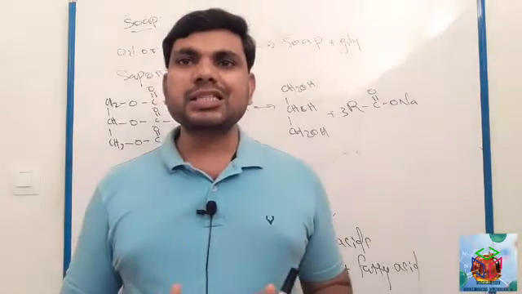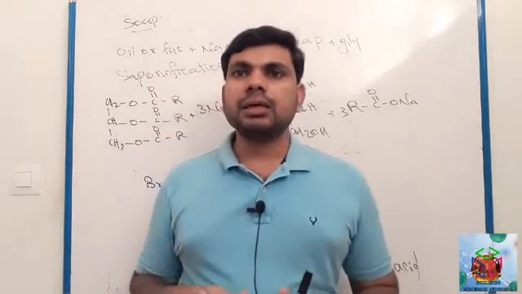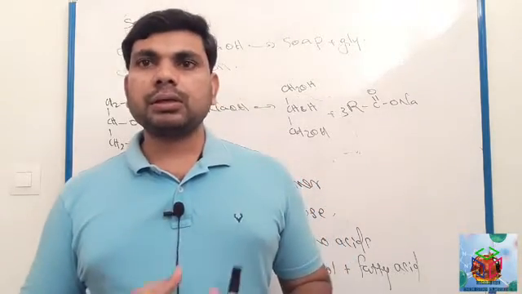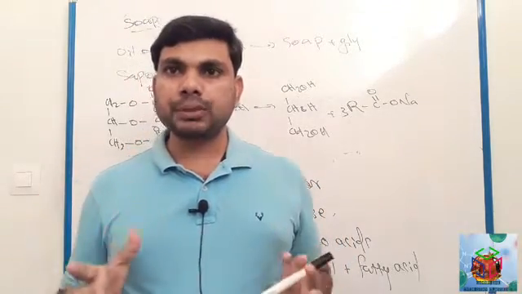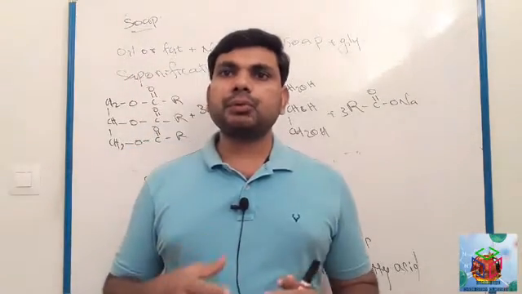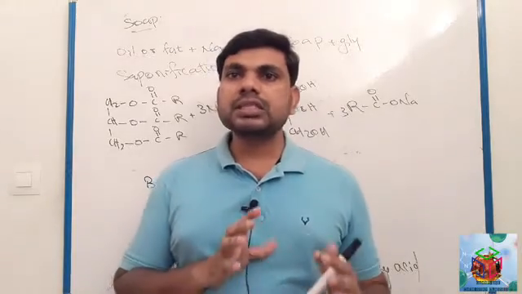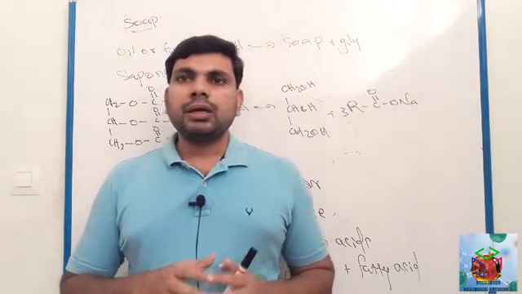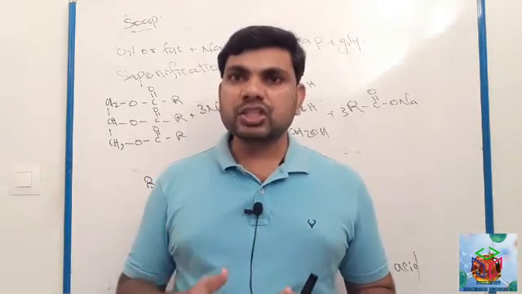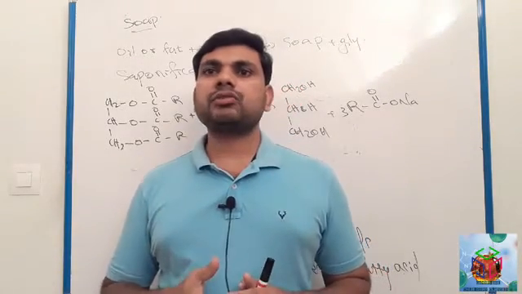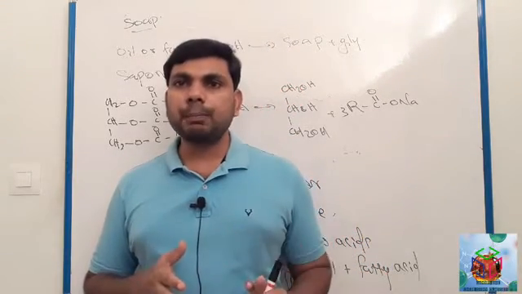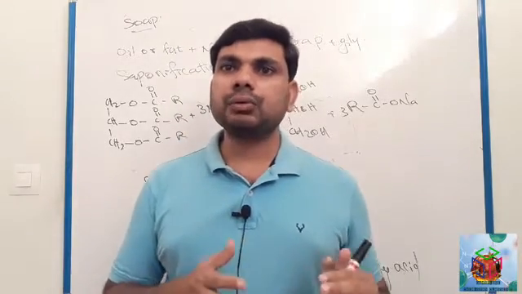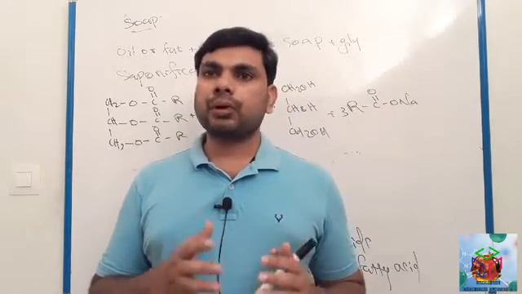Okay, next one we have to discuss here, saponification. Saponification means the process by which soap is made. The soap making process is called saponification. Soap is used for cleaning. Here oil or fat reacts with sodium hydroxide, and it produces soap and glycerol. So glycerol is a side product during soap production.